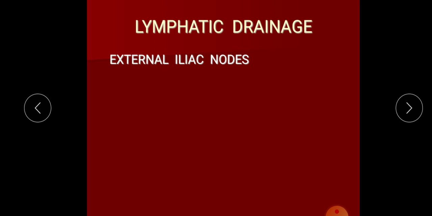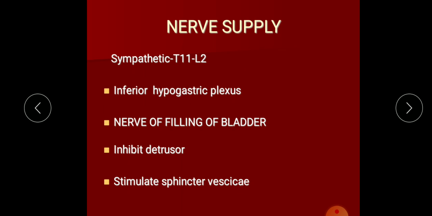Lymphatic drainage is mainly into the external iliac nodes, and some also drains into the internal iliac nodes. So now we come to the nerve supply of the bladder. When you're thinking about the nerve supply, always remember the bladder has a normal micturition reflex. So you divide the nerve supply into sympathetic and parasympathetic innervation.